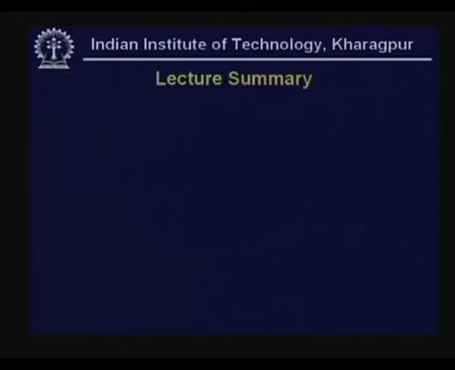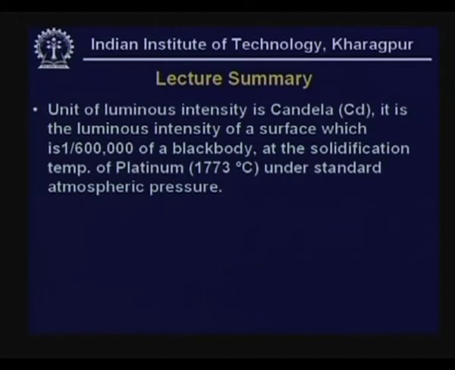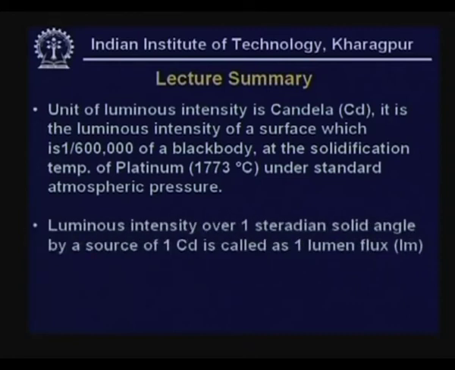Coming to the summary of the lecture, we have defined the basic unit of light flux as luminous intensity, which is the candela, the intensity of a surface which is 1 by 600,000th of a black body at the freezing temperature of platinum, which is 1773 degrees centigrade under standard atmospheric pressure. The luminous intensity over a 1 steradian solid angle by a source of 1 candela has been termed the unit of flux, which is 1 lumen.